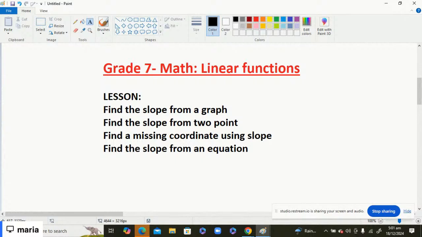So today we are here for grade 7 maths. The chapter we discuss today is linear function. And the lessons we covered today are: find the slope from the graph, find the slope from the 2 points, find a missing coordinate using the slope, find the slope from an equation.